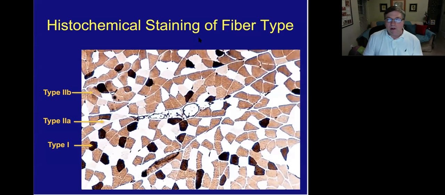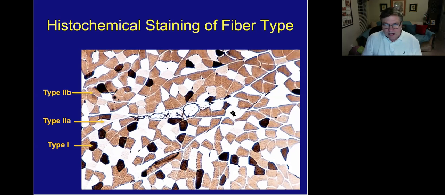So this is a typical old school histochemical stain. It takes advantage of the fact that different ATPases from slow twitch or fast twitch fibers are more labile, or more susceptible to inactivation, either at a high pH or a low pH. And we take advantage of that to make these stains.